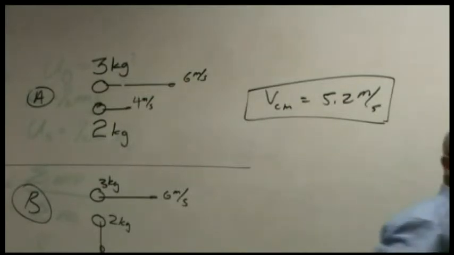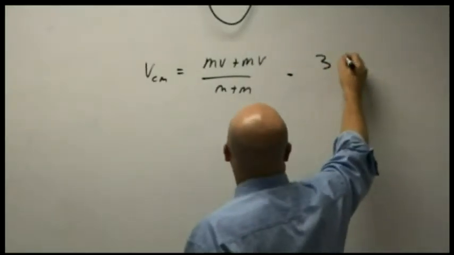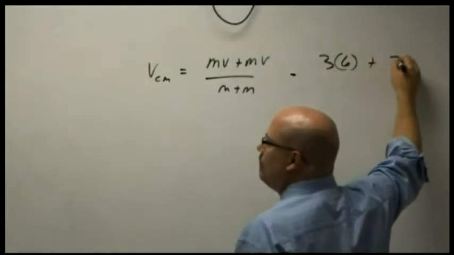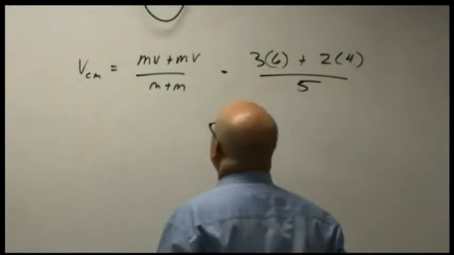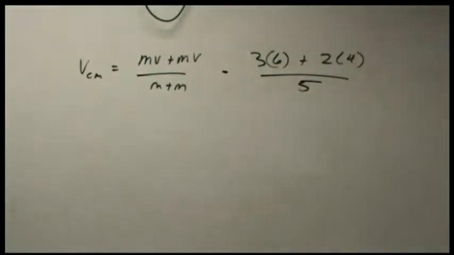Right? The sum of the MVs over the sum of the M's. So you get 3 times 6, plus 2 times 4 negative, over 5. Yes. Okay? 5.2. All right, now this one.